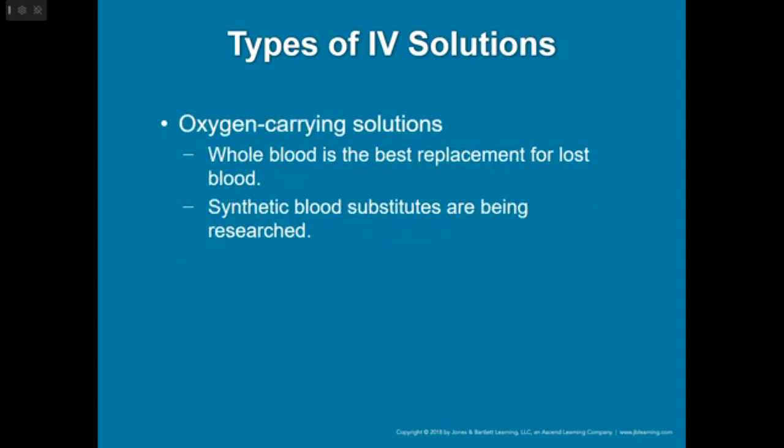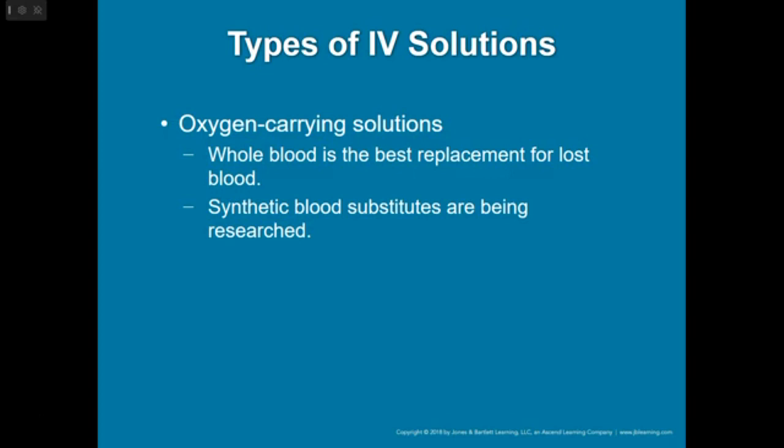Oxygen carrying solution. So fluids, like we mentioned, saline, lactated ringers, D5W, any of those don't have any oxygen carrying capabilities. Whole blood or packed red blood cells is going to be the only thing that we can give that actually has the capability of oxygen carrying. Okay. It is obviously the best replacement for lost blood. If someone's bleeding out a liter, you can give them a liter. There you go. Synthetic blood substitutes, I still have not seen any of that approved that I know of, but I'm sure they're of course still working on all that stuff.